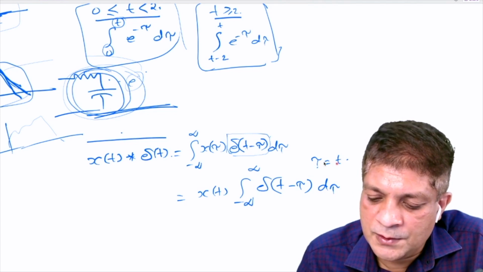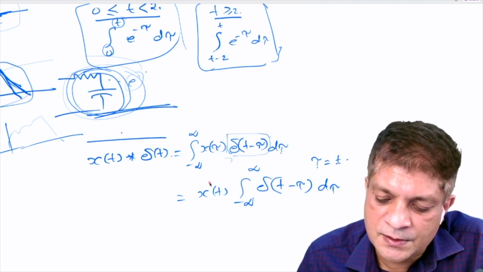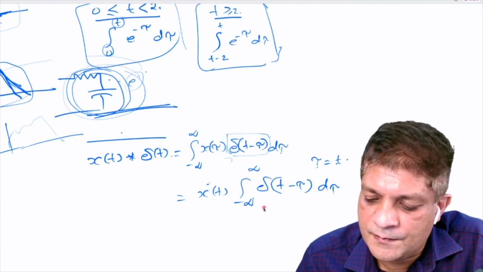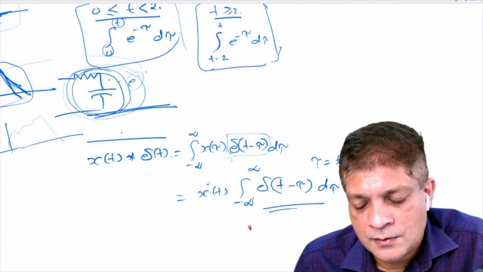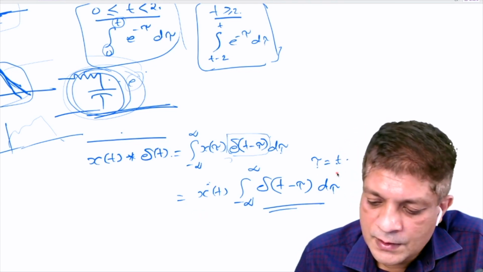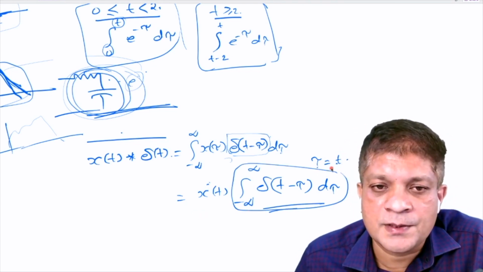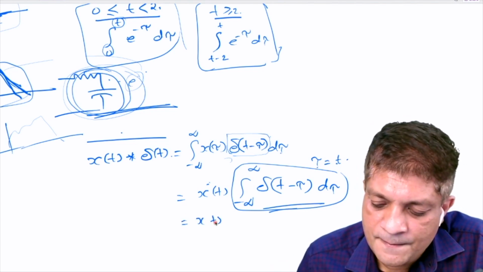Because when tau is equal to t, this is x(t). It is a constant with respect to that integration. You can take it outside the integral. What is this integral? It is the area under the impulse, a shifted impulse. It is 1. So this is x(t).